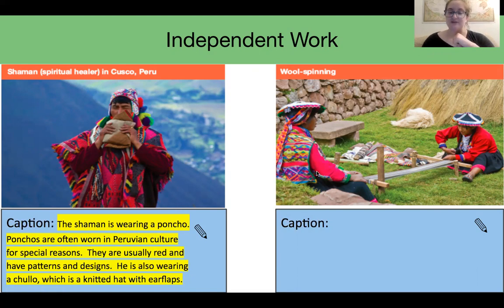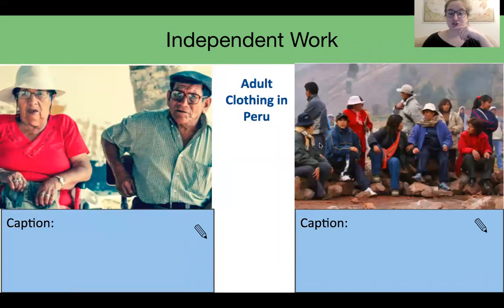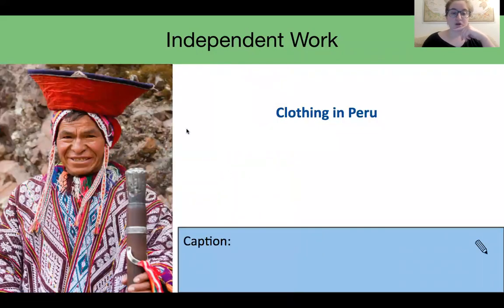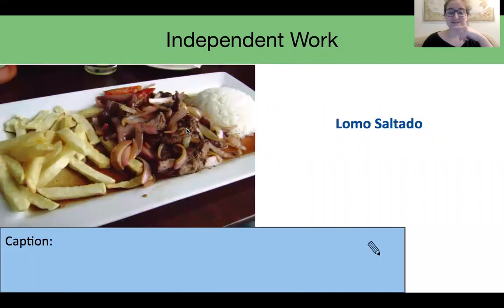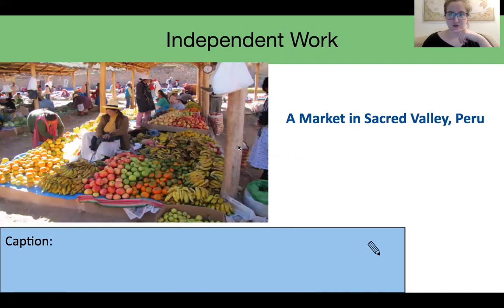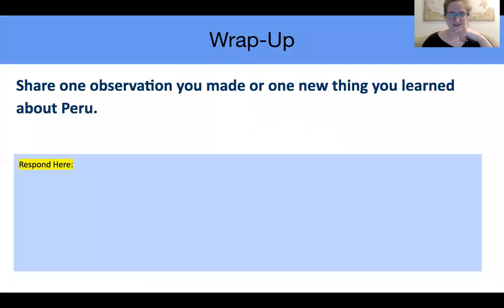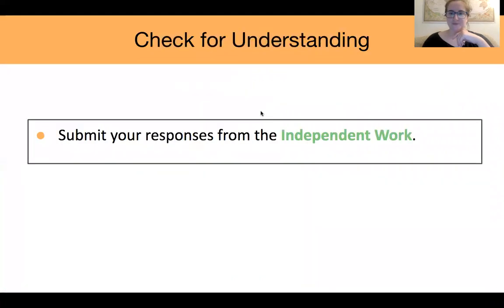I'd like you to do the same as you go through the rest of your independent work, looking at the image of wool spinning, adult clothing in Peru, children's clothing in Peru, some more clothing in Peru, and then looking at some delicious food from Peruvian culture. This fruit in the market looks delish. Stuffed potatoes. When you're all done for your wrap up, I'd like you to share one observation you made or one new thing you learned about Peru. Then you're going to submit your responses from the independent work.